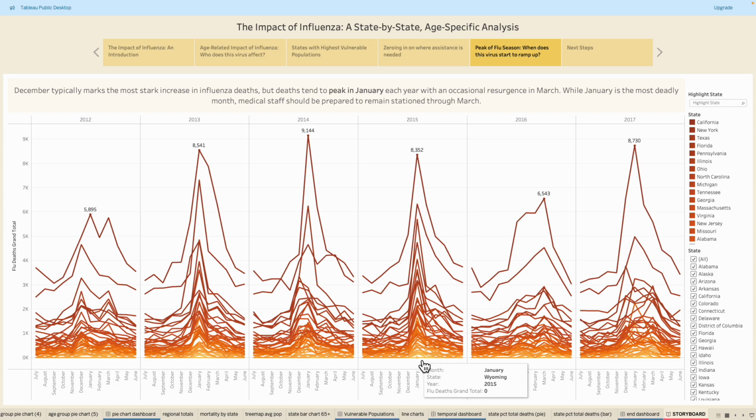Medical staff should also be prepared to remain stationed through March, because in some years, we can see that in 2012, and to a much greater effect in 2016, there's a resurgence of the flu in March. And so to prepare for that kind of rebound infection, medical staff should be prepared to remain deployed until about March of each year.